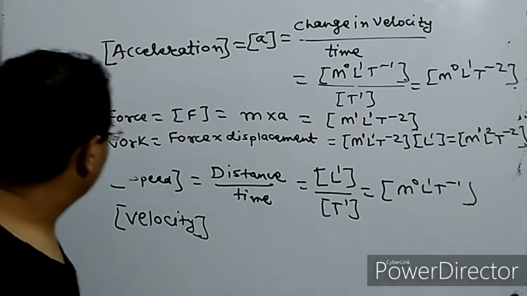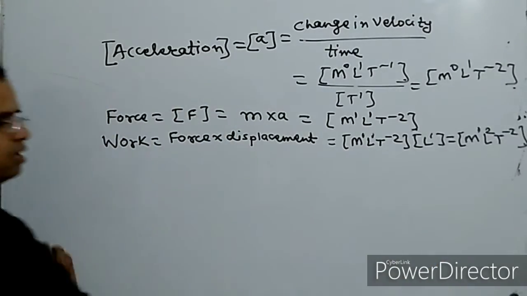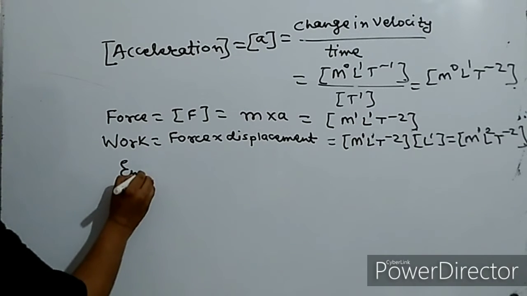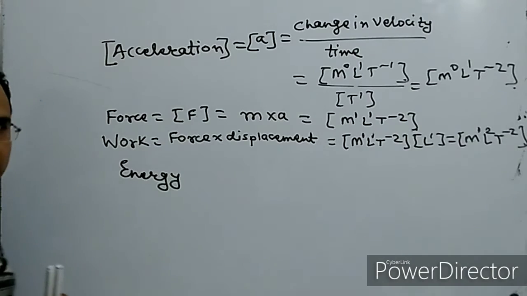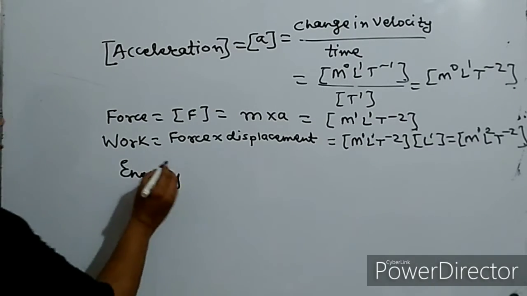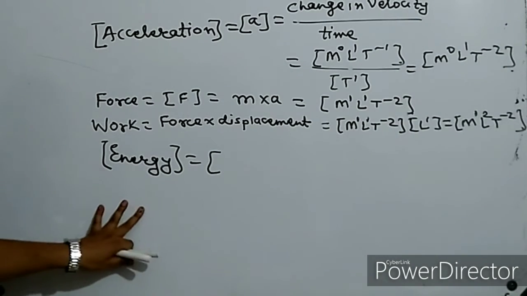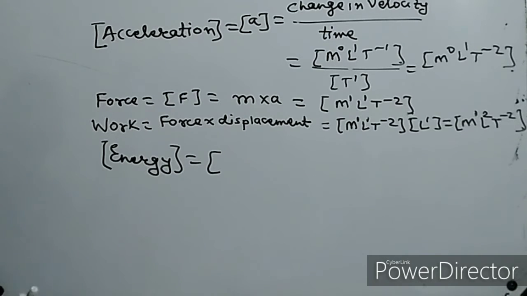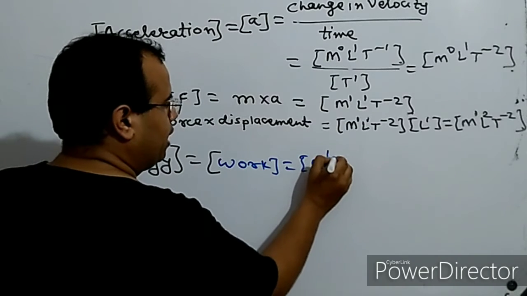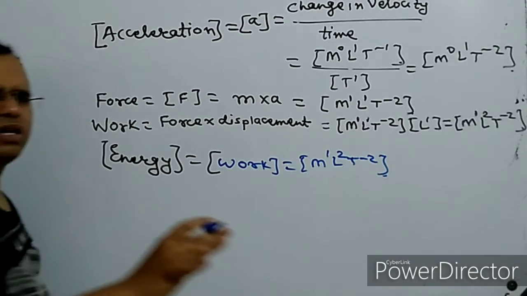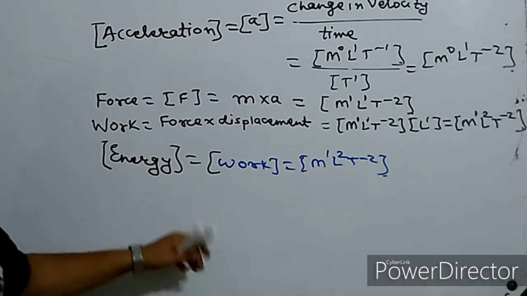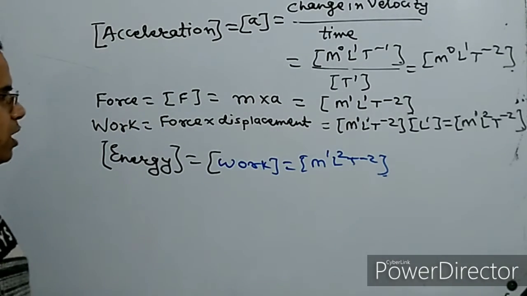Do remember that the dimensional formula of work is the same dimensional formula for energy also. Energy and work are the same thing. Energy is work, work is energy. As we say, energy is the ability of an object to do work. So energy and work both have the same dimensional formula, that is M1 L2 T to the power minus 2. Do remember that any energy you take, potential, gravitational, whatever it is, the dimensional formula would always be this only.